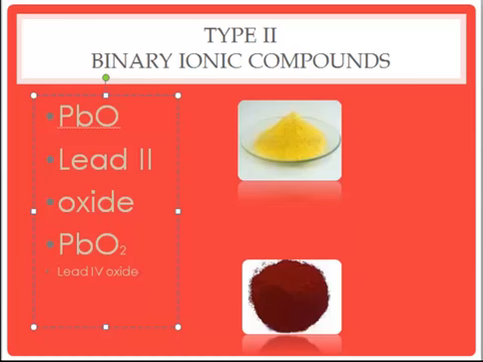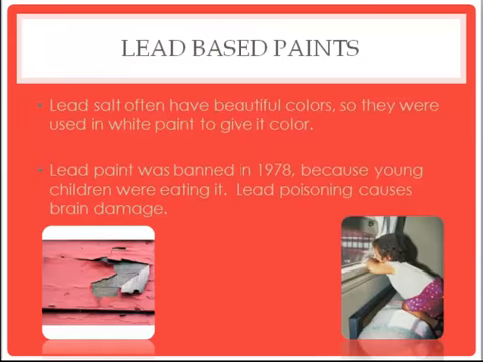The reason we have to use Roman numerals is because they're clearly different compounds. They need different names. In closing, just a little bit of history. Lead salts are very colorful. And because they're colorful, before 1978 they were used in all kinds of paints to give them pretty colors. The problem was it was found that kids were eating those chips of paint, and by eating them, having brain damage. So in 1978 the federal government required that all paints be made without lead-based salts.